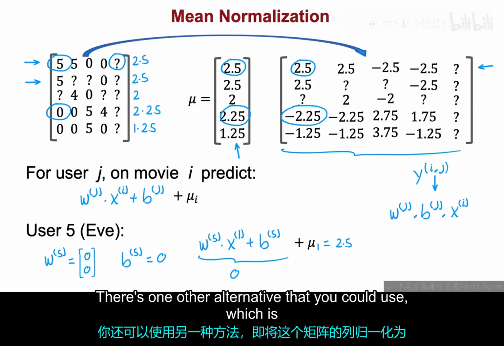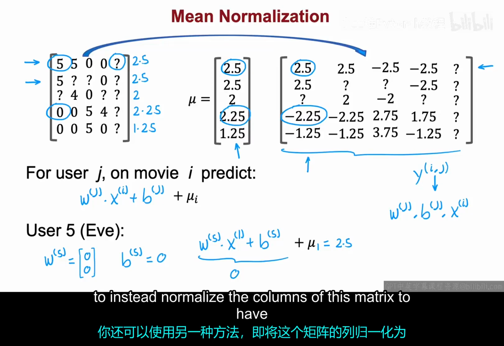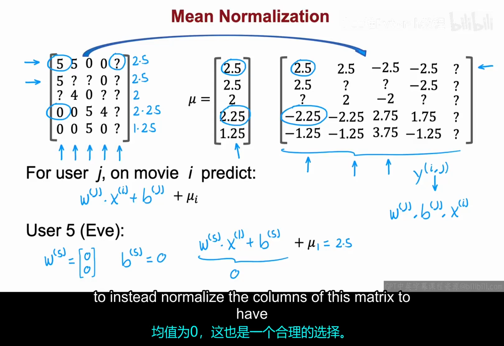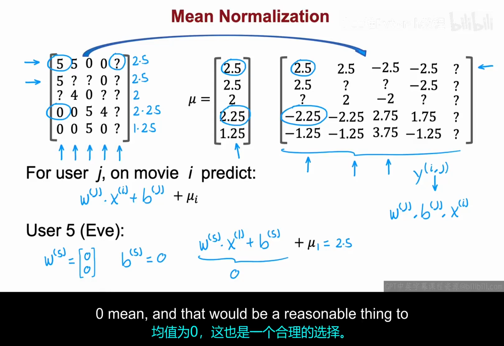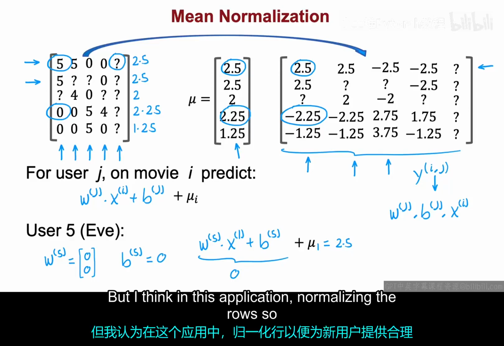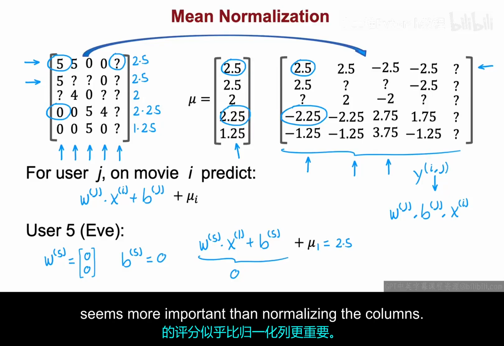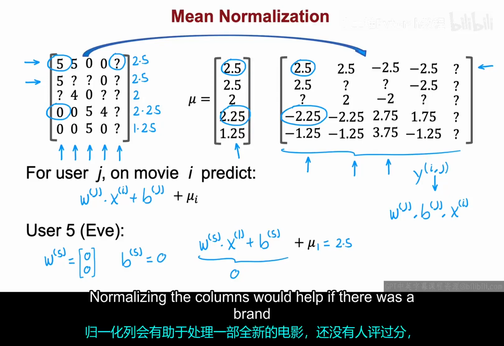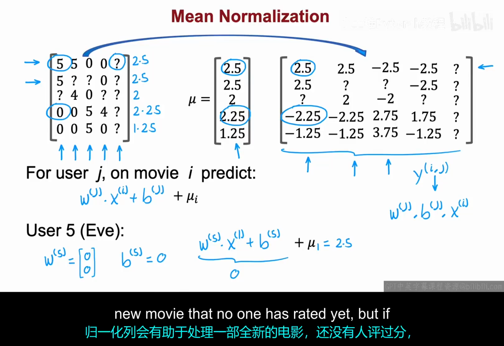There's one other alternative that you could use, which is to instead normalize the columns of this matrix to have 0 mean. And that would be a reasonable thing to do too, but I think in this application, normalizing the rows so that you can give reasonable ratings for a new user seems more important than normalizing the columns. Normalizing the columns would help if there was a brand new movie that no one has rated yet.